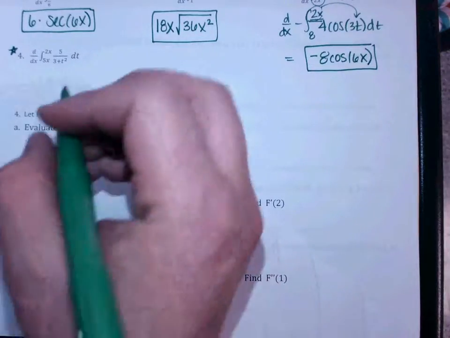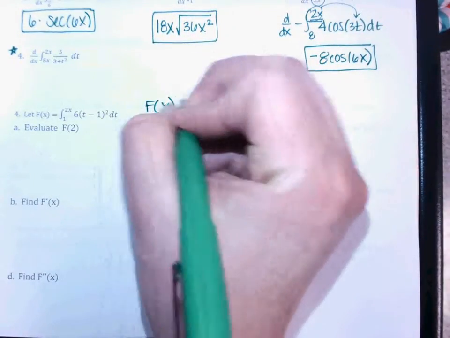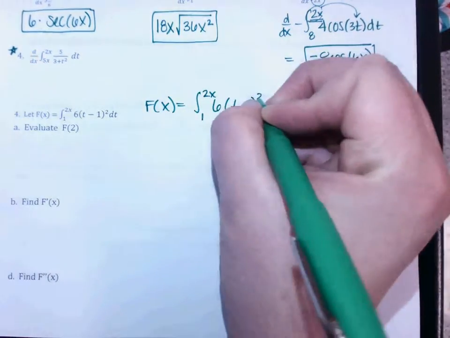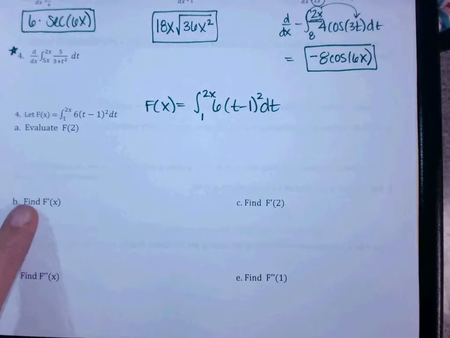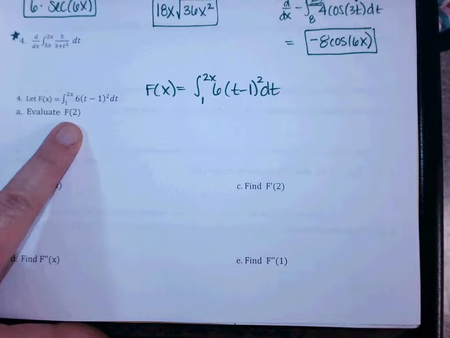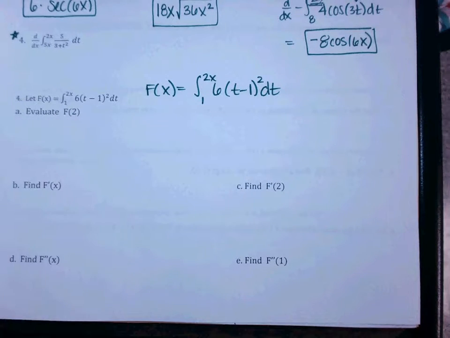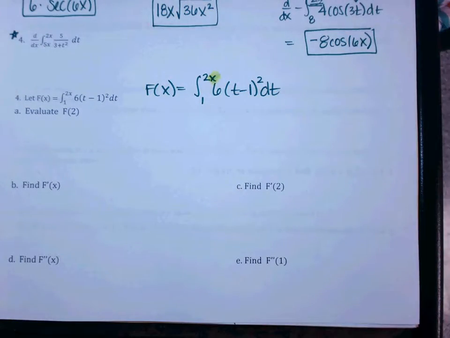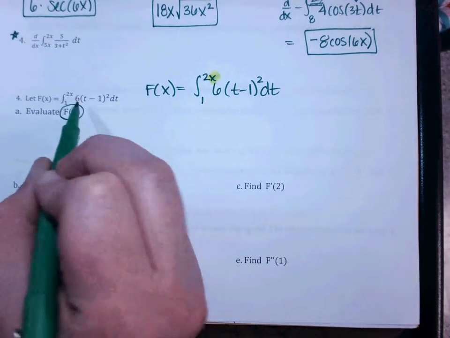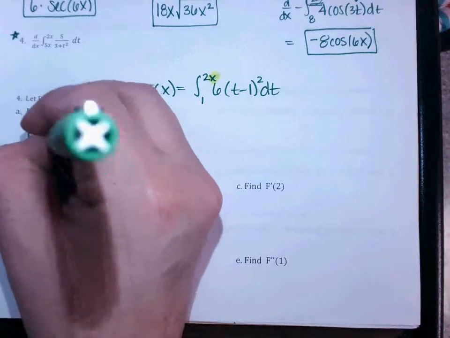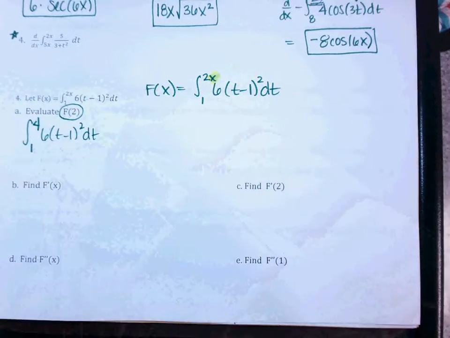Okay, so you have an equation. F of x equals the integral from 1 to 2x of 6t minus 1 squared dt. Now, in a second, we're going to take the derivative. Okay, but first, we're going to find f of 2. So what will I do with 2 if I want f of 2? Plug it in. Plug it in where? The x. So where is my integral actually going to be from when I find f of 2? 1 to 4. Okay, good. So integral from 1 to 4, and then 6t minus 1 squared dt.